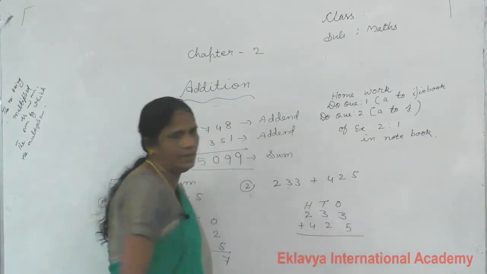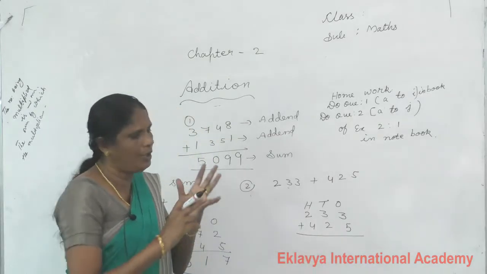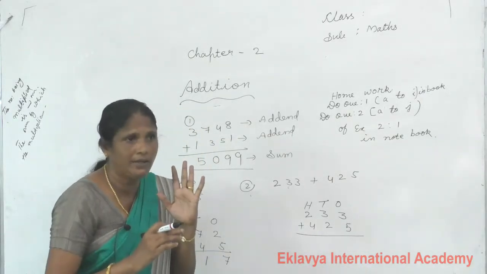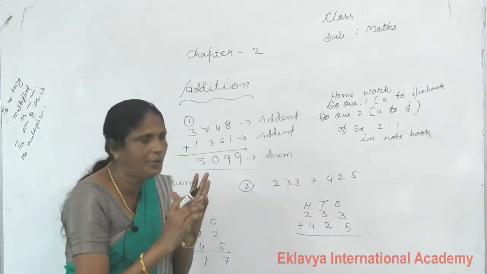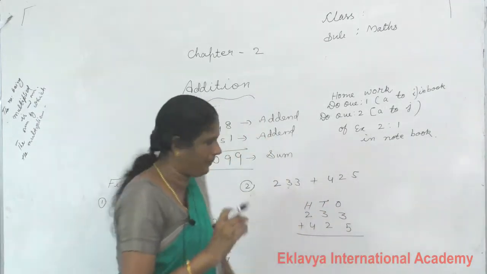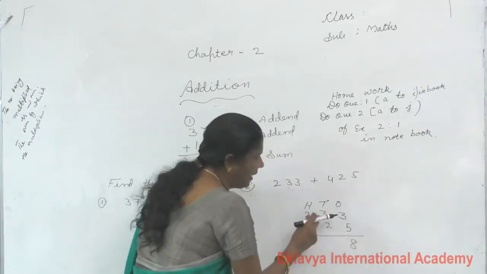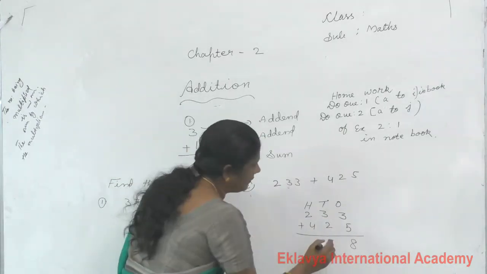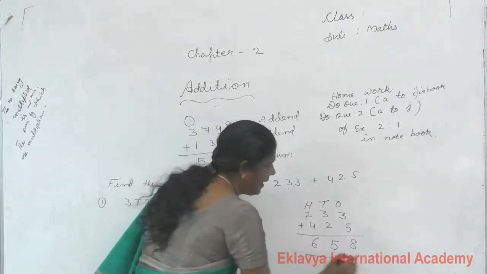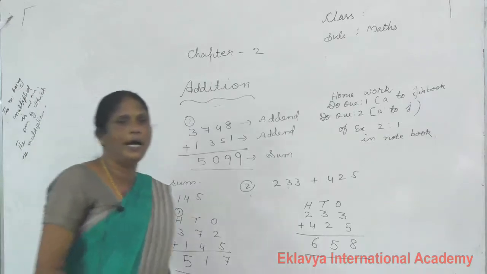Then add these numbers. 3 plus 5. If one finger is one block, how many blocks here? 3. Here also 3. Don't write in line, you take in blocks. 3 plus 5, 8. 3 plus 2, 5. Then 2 plus 4, 6. Understand? Then properties of addition.